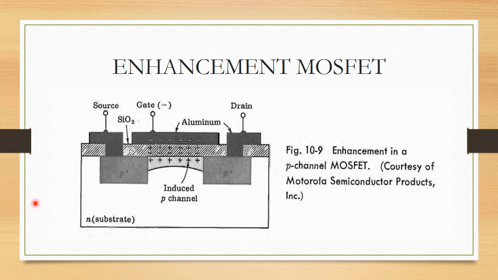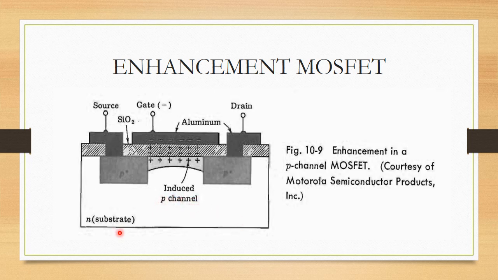Hello students, our next video is on the enhancement MOSFET or E-MOSFET. The main difference between the D-MOSFET, or depletion MOSFET, and the E-MOSFET is that, as you can see in the similar figure of the MOSFET, there is no channel implanted on the E-MOSFET. Here the channel is the induced channel. This is the main difference between E-MOSFET and D-MOSFET.